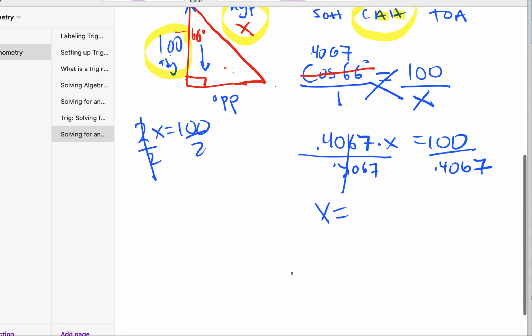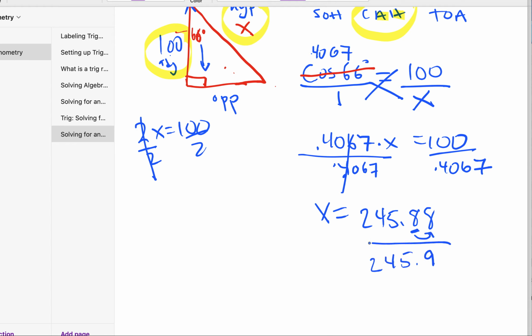So 245.88, we would round it to the nearest tenth. That would be this spot. So I'll look here, and it's more than 5, so we're going to round up. That will be our final answer.